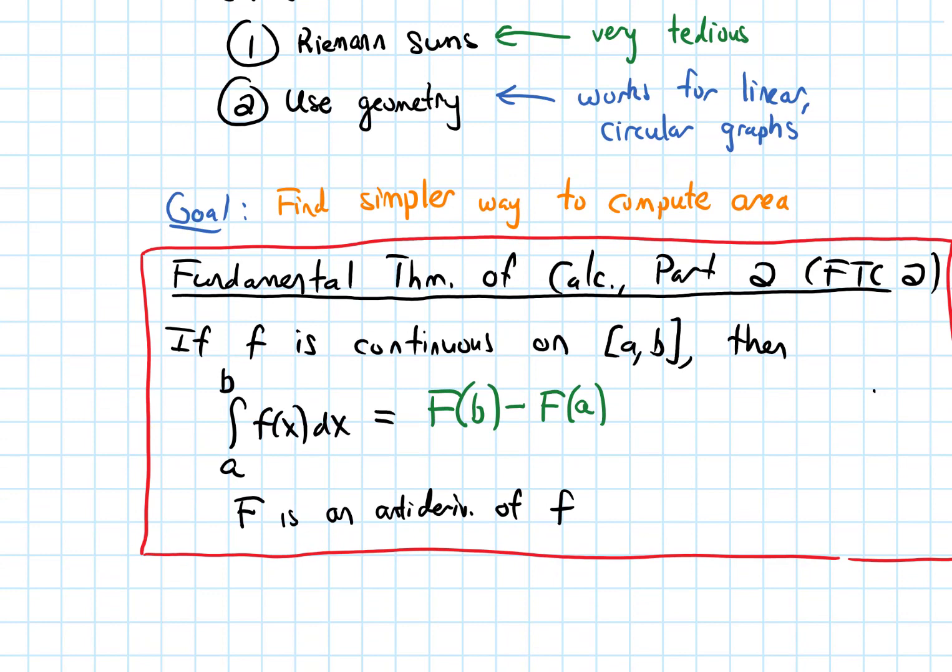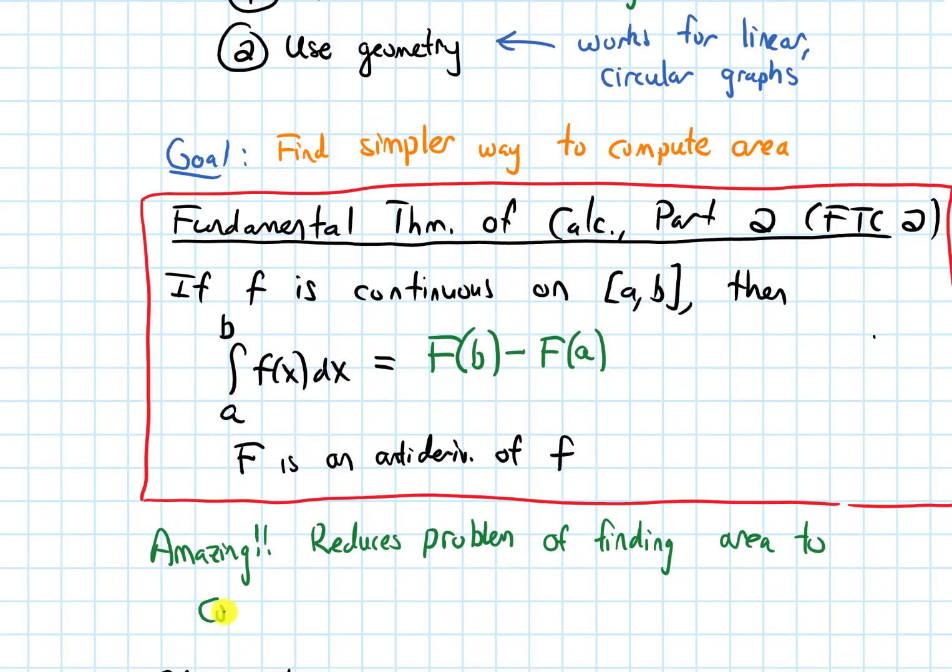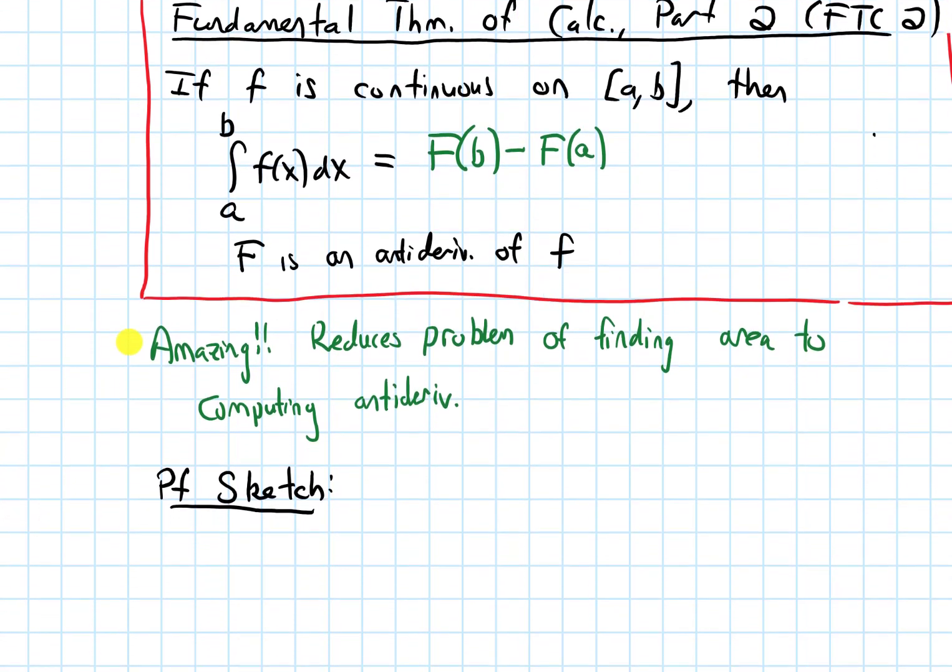Okay, so this right here, this is really amazing because it reduces the problem of finding an area to just computing an antiderivative, which often is a lot quicker. Okay, so in this video, I want to give a sketch of the proof of this result. So this is one of the key results in calculus. That's why it's called the Fundamental Theorem of Calculus. Okay, so I want to give a sketch of the proof.